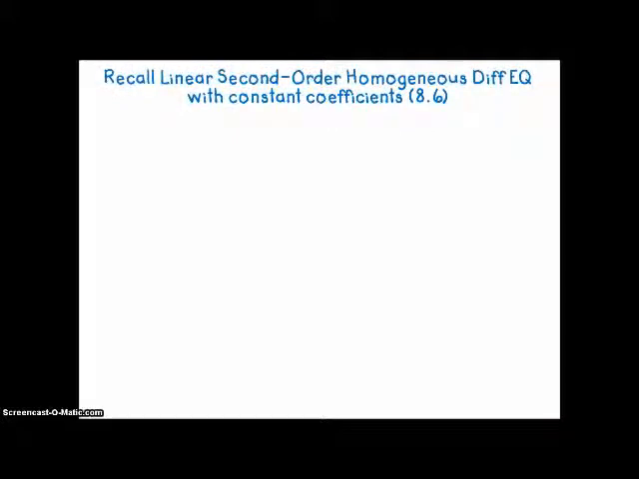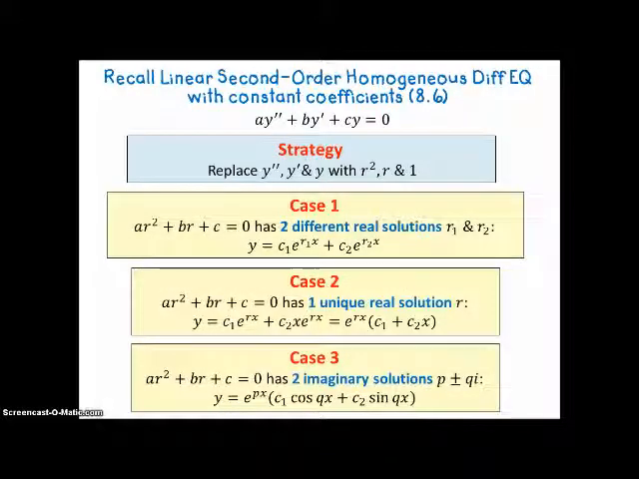Recall linear second-order homogeneous differential equations with constant coefficients that we studied in section 8.6. They were of this form: a times the second derivative plus b times the first derivative plus c times the original function equals 0. And our strategy was to replace the second derivative with r squared, the first derivative with r, and the function itself with a 1. And then after solving that quadratic equation, there were 3 different cases, and we just had to identify the case and use the given formula for our solution.